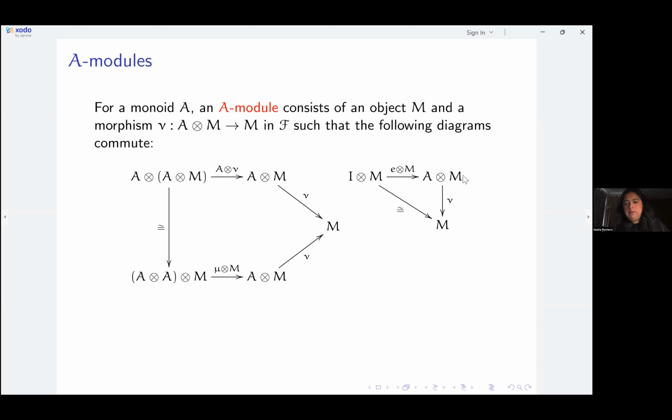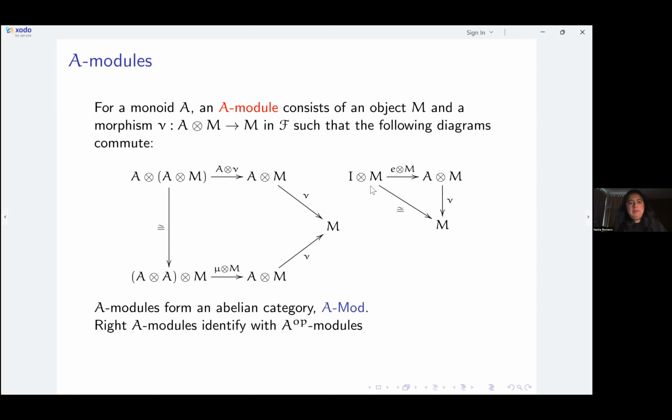And on the left, since I'm defining this as a left A module, we only take the product of the identity on the left. This should be compatible with the morphism E we had at the beginning. So these are left modules. We can define, of course, morphisms of modules. These are what you imagine these should be. A modules form an abelian category too with these morphisms. We can define right modules, and we can identify them with left modules for the opposite monoid.